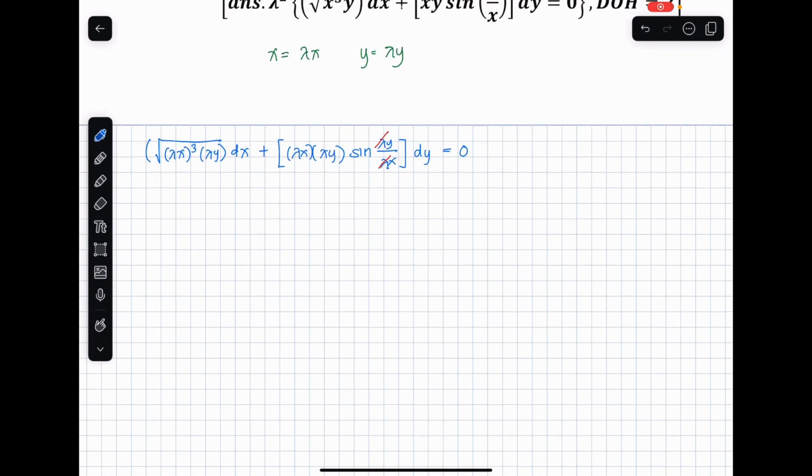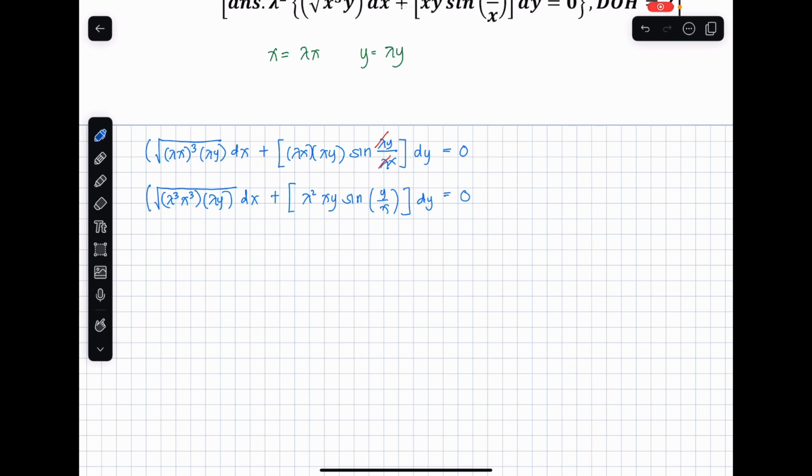But then in here, we can see that this would become lambda cubed, which is multiplied with x cubed, and then we still have lambda y dx. And then plus, from here I could combine lambda and lambda, so this would become lambda squared, multiplied with xy sine y all over x times dy is equal to 0.